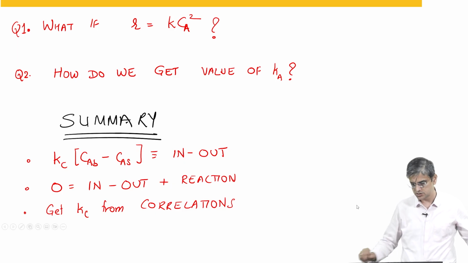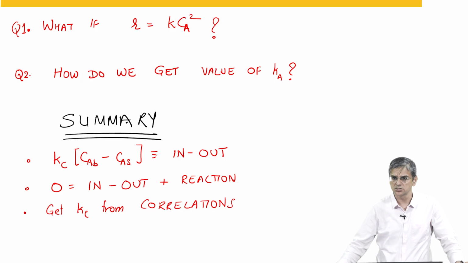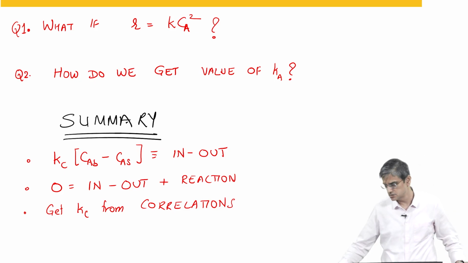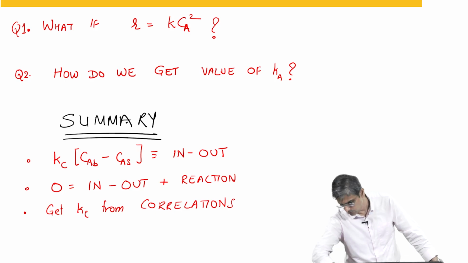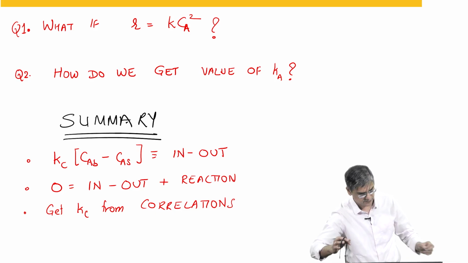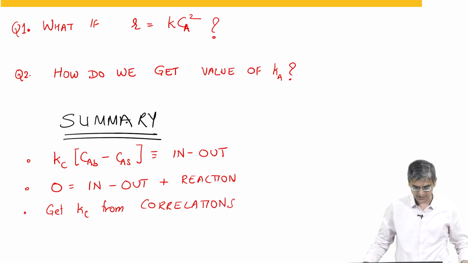What we will do is solve the problem for a case where the reaction rate is second order. It can still be A giving products, and the rate of reaction is second order in A. So that is the example that we will take. And the next question is, how do you get the value of Kc?